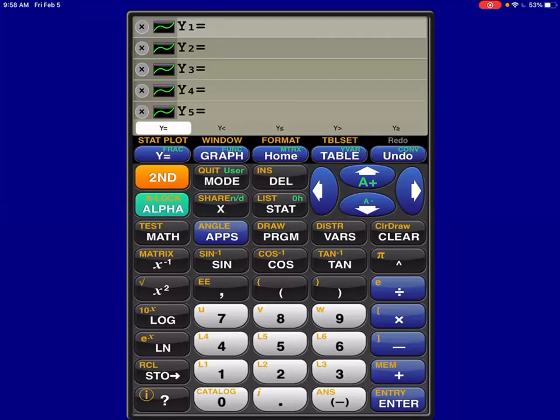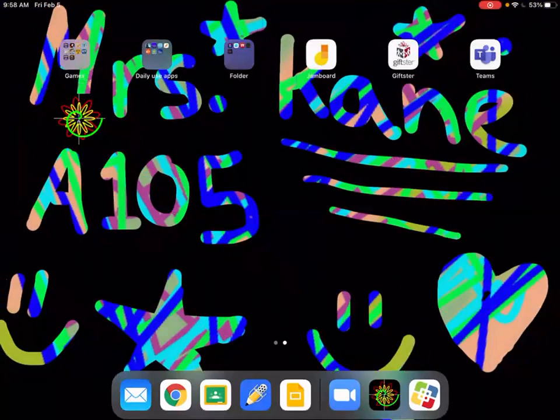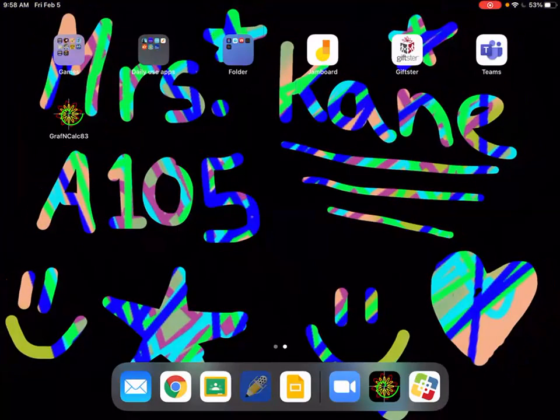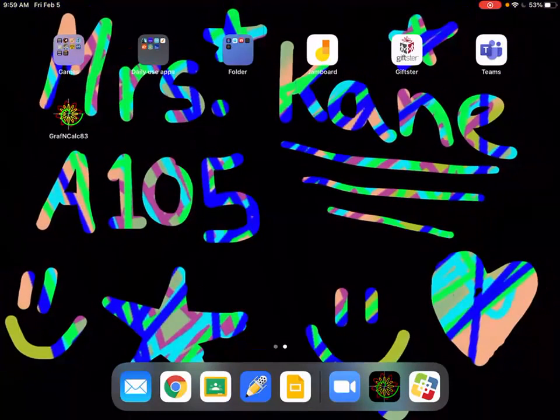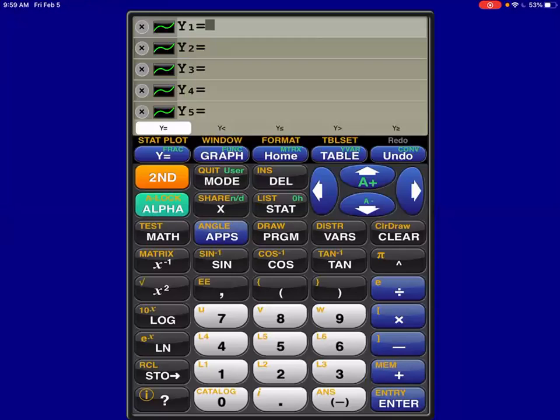So I'm going to go back to the notes. If you have the paper copy of the notes, we're going to look at the first question here. It says graph y equals the absolute value of x on the calculator. And then it says, what does the graph look like? So I'm going to show you exactly how to do that on the graphing calculator.